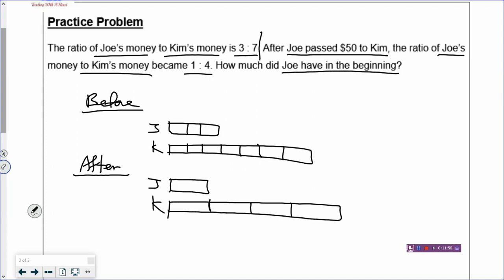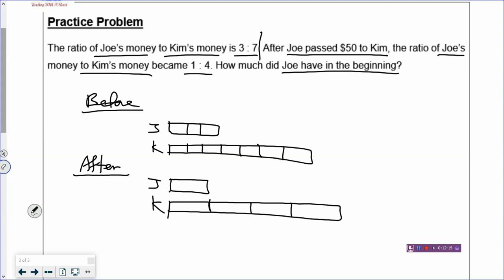All right, so when you draw the model, try to show the difference clearly. For example, when Joe has given the money to Kim, then Joe's rectangle will have to become shorter in the end. And when Kim received money, then Kim's rectangle will become longer in the end. So you have to show the shorter and the longer, right? Okay, now, can we put the $50 into the model?